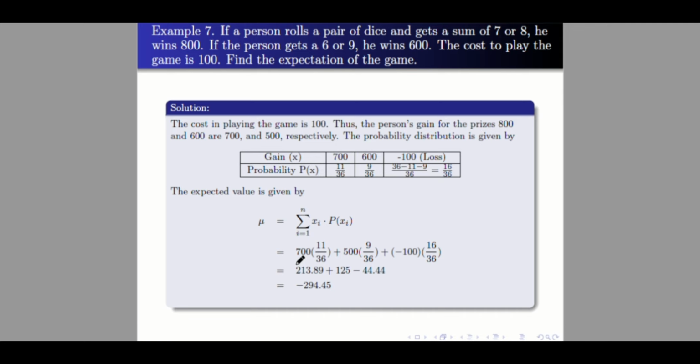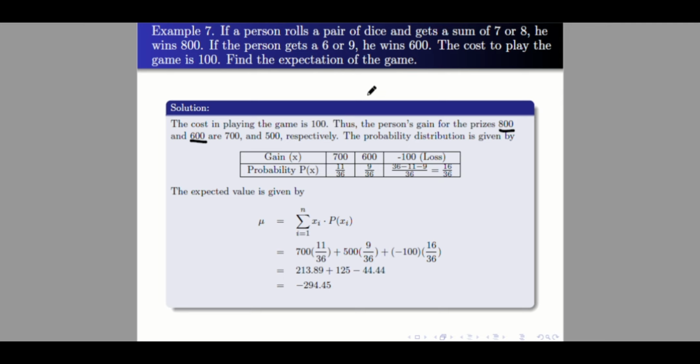So the same with the previous one, since the game costs 100 pesos, we will subtract 100 from 800 and from 600. Okay, so 800 minus 100 is 700. 600 minus 100 is 500. Okay, and for the loss column, it's only 100 pesos because you paid 100 pesos to play the game. Now, how did we get this 11 over 36, 9 over 36?